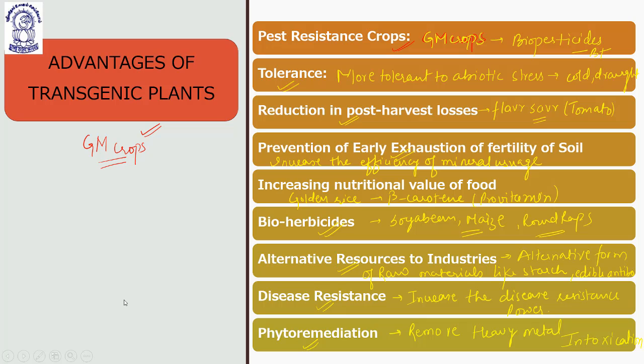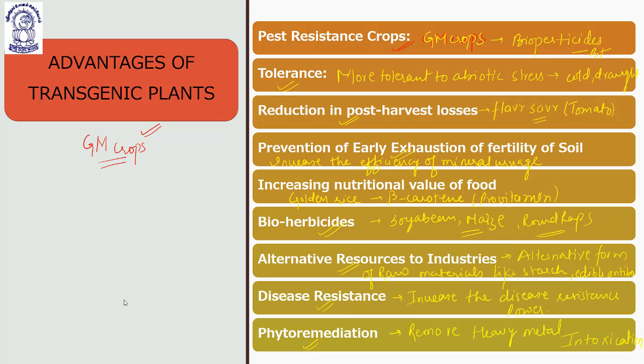So these are the advantages of transgenic plants: pest-resistant crops, crops more tolerant against abiotic stress like cold, drought, salinity, reduction in post-harvest losses like in the transgenic tomato Flavr Savr, and prevention of early exhaustion of fertility of soil by making plants more efficient in using minerals. They help increase the nutritional value of food, like golden rice, which is made rich in beta carotene, a provitamin A.